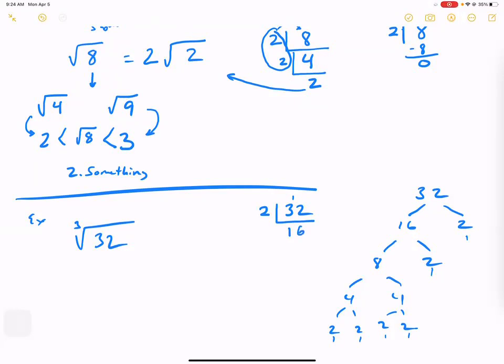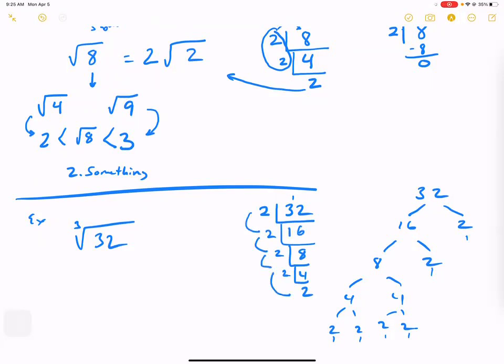Okay. Then I say, hey, 16, I can divide 16 by 2. I can divide 8 by 2. I can divide 4 by 2. And you can see now it's super organized. I can see all my numbers. 2 times 2 times 2 times 2 times 2.